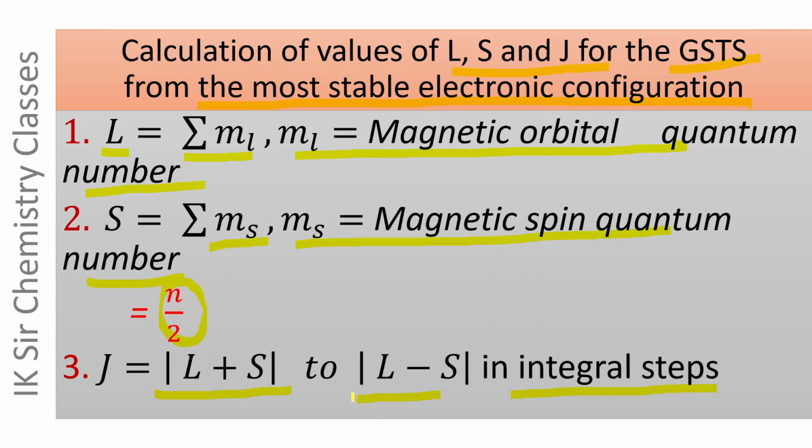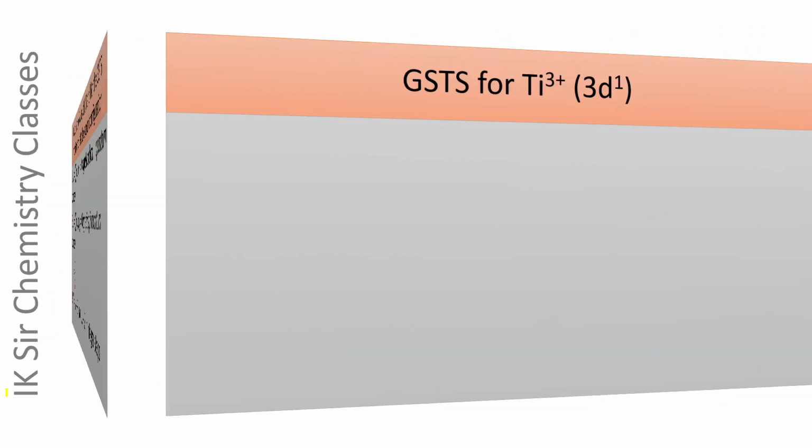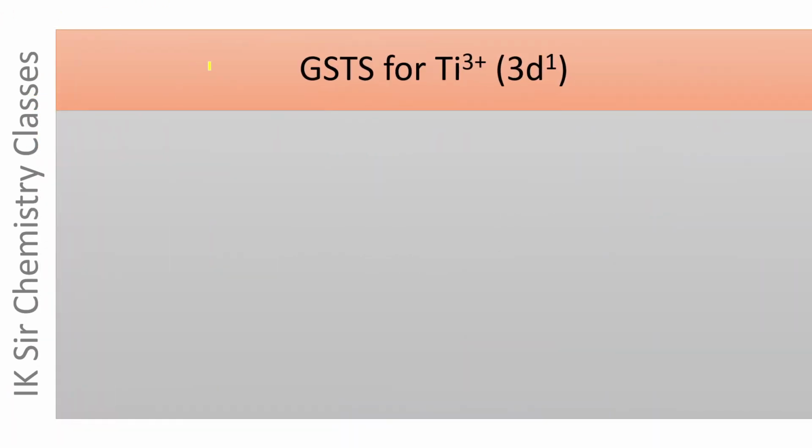It is called Clebsch-Gordan series. Ground state term symbol for Ti³⁺ ion having electronic configuration 3d¹.